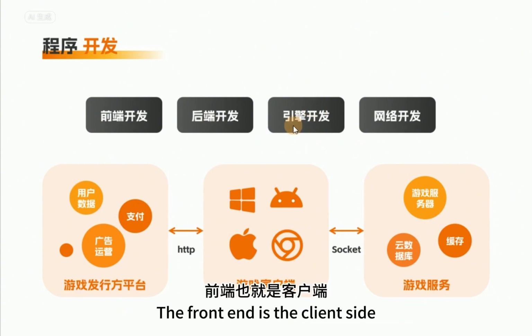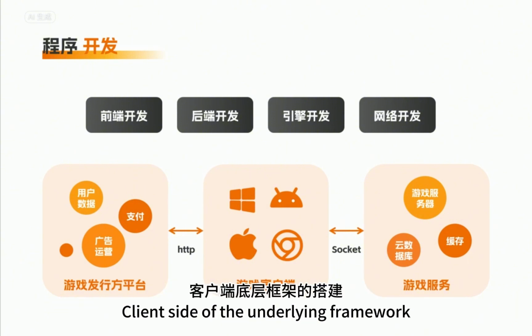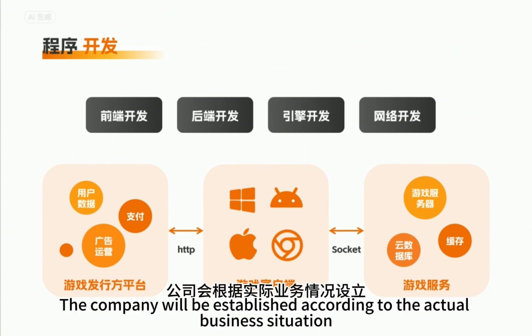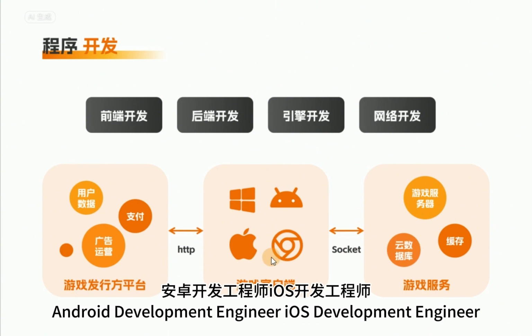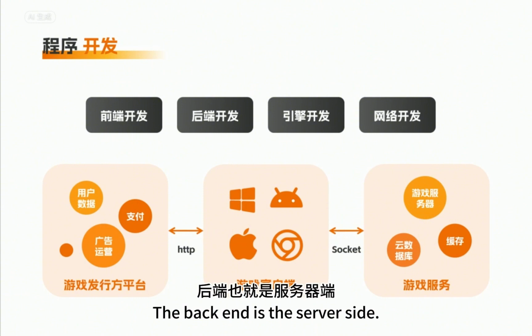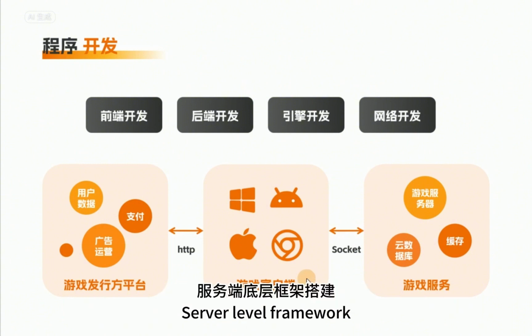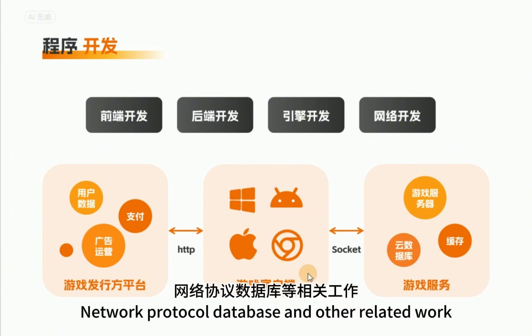The front end is the client side, mainly responsible for the functional development of the game client and the underlying framework. The company will establish Android development engineer, iOS development engineer, web development engineer, etc. according to the actual business situation. The backend is the server side, mainly responsible for the function development of the game server, server-level framework, network protocol, database and other related work.